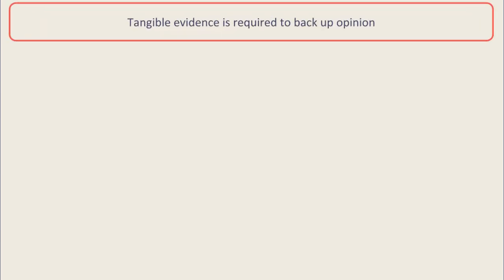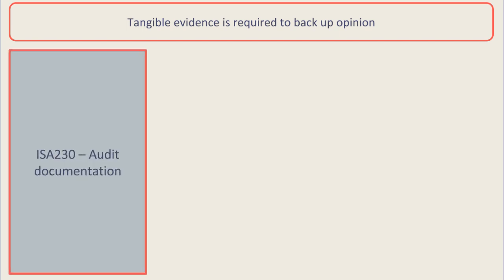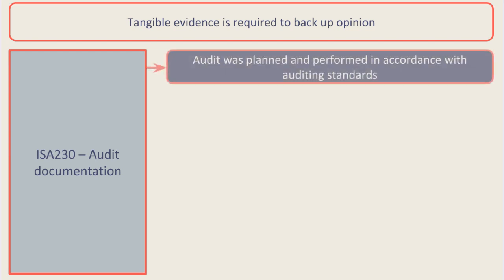Auditors must prove they have carried out their work properly. They must therefore gather as much tangible evidence as possible so they can back up their opinion. ISA 230, Audit Documentation, states that the auditors must ensure they have written documentation that proves that the audit was planned and performed in accordance with auditing standards and any other legal requirements.